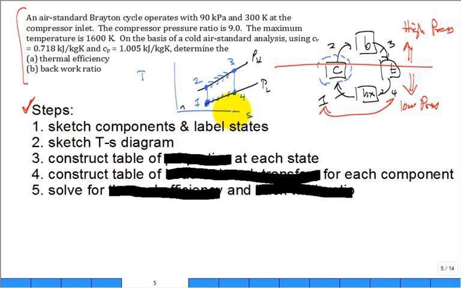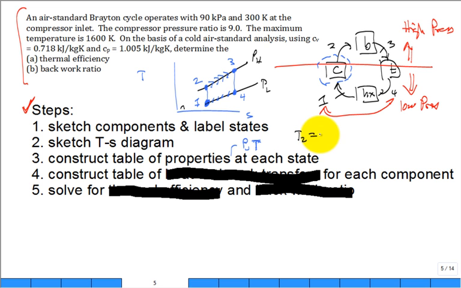Once we have a good idea, we want to construct a table of properties at each of the states. The properties of interest are the pressure and the temperature. The pressure is really easy. There's only two values, high and low pressure, and you only have 4 states. 2 are at the low, 2 are at the high. That's pretty easy. The hard part is getting all those temperatures solved for. And if you're interested, usually you're given T1 and P1. Those are often given. So how do I get T2?